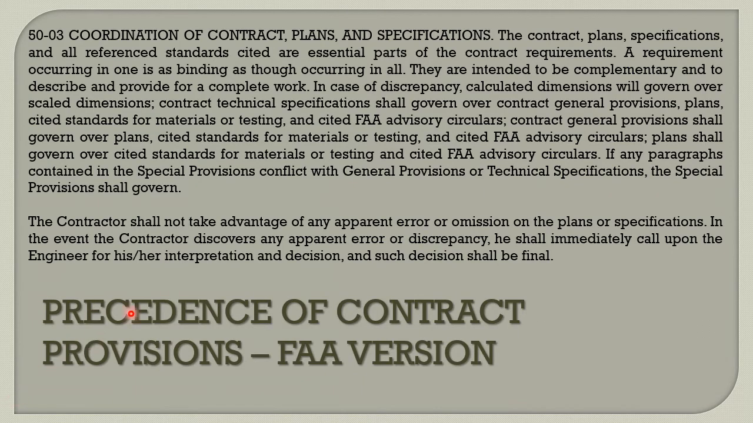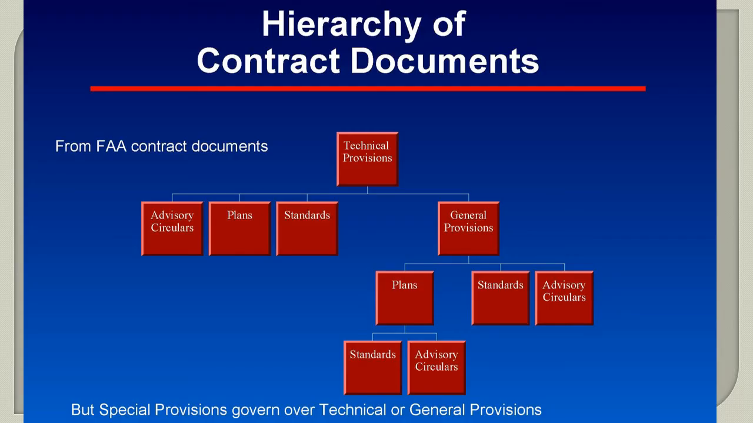And here's something that the FAA spells out called precedence of contract provisions. For example, it says, in case of discrepancy, calculated dimensions will govern over scale dimensions. So it's telling you which is more important. And I won't read that all to you. You can read it at your leisure.